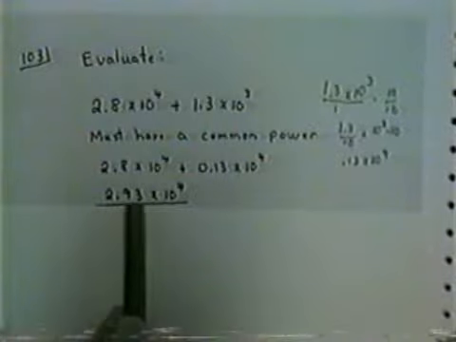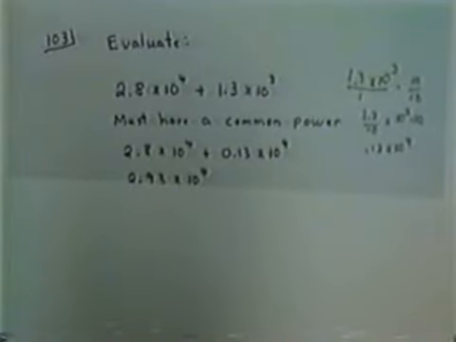So now I have like powers. Both of them have a power of 10 to the 4th. Now since they both have like powers, I keep the power 10 to the 4th and I just add the numbers. So take your calculator, do 2.8 plus 0.13 and you'll get 2.93. The answer is 2.93 times 10 to the 4th.